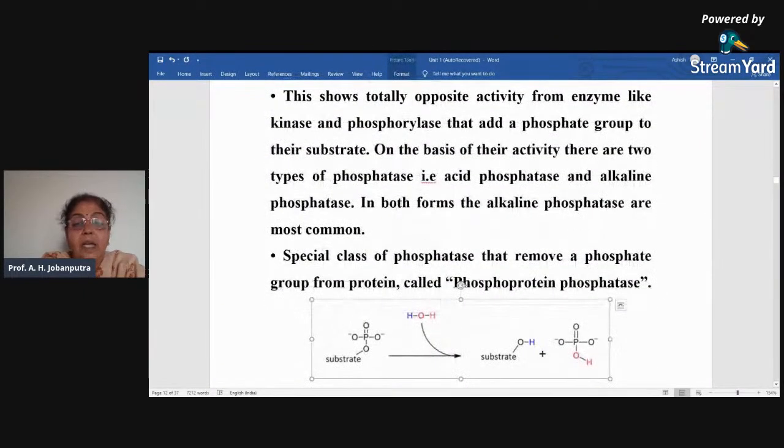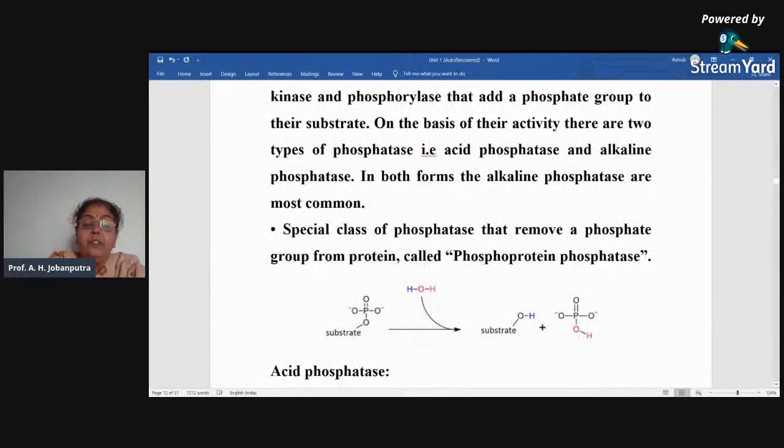So acid and alkaline phosphatases. The most common form of phosphatases are alkaline phosphatases. There is also a special class of phosphatase which is helpful in the removal of phosphate group from proteins. The substrate here will be phosphoprotein, and they are called phosphoprotein phosphatases. So acid phosphatases, alkaline phosphatases, and phosphoprotein phosphatases.